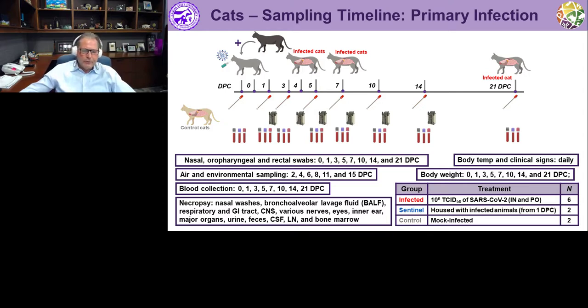We sampled the entire upper and lower respiratory tract, the GI tract, the central nervous system, various nerves, the eyes, the inner ear, major organs, urine, feces, cerebrospinal fluid, various lymph nodes, and bone marrow. In total, we had 10 cats: 2 control cats, 6 principal infected cats, and 2 sentinels.